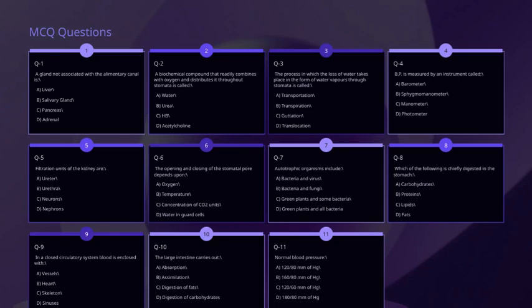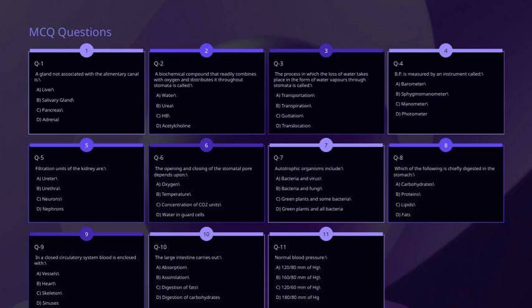First, when we look at the types of nutrients, we see options like carbohydrates, proteins, lipids, and fats. These are fundamental to our diet, but it's important to understand which ones are chiefly digested in the stomach. Carbohydrates and fats are primarily processed there, with fats being mostly digested in the stomach before moving to the intestines.